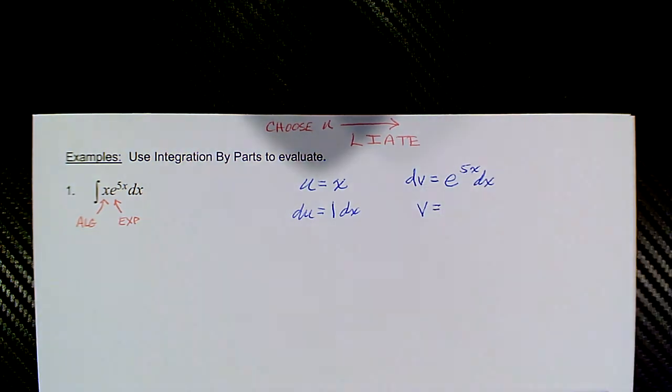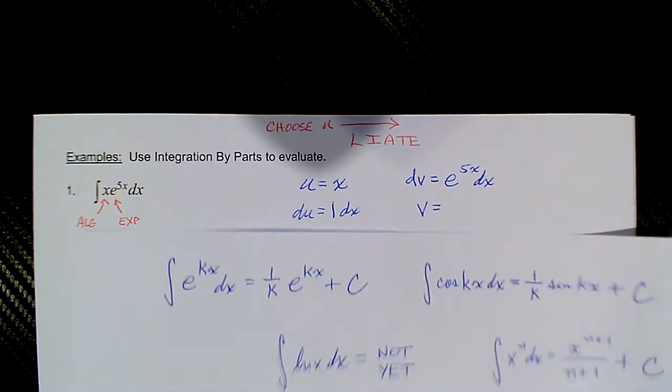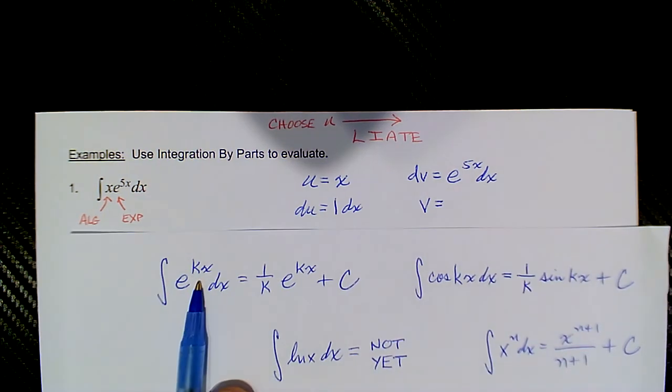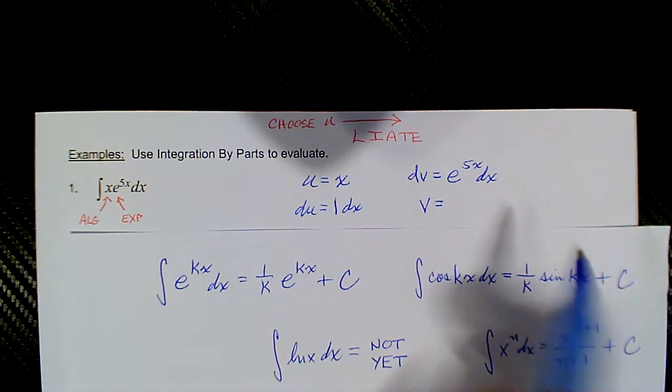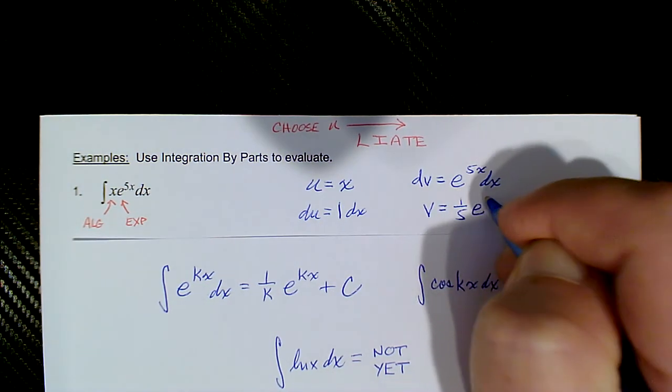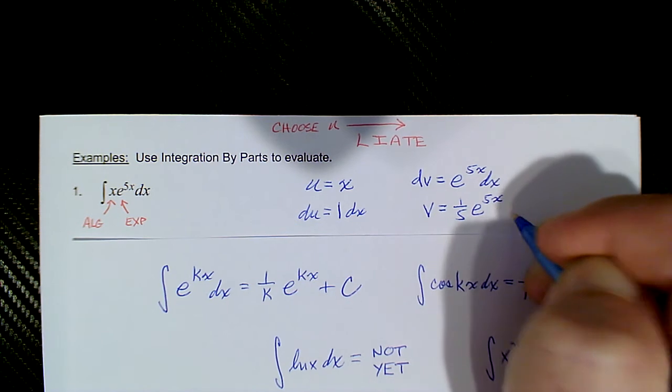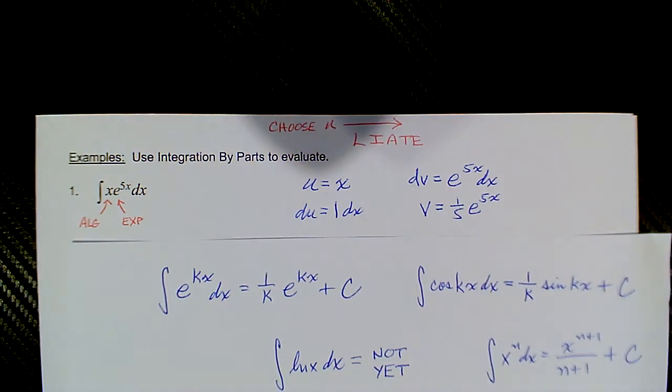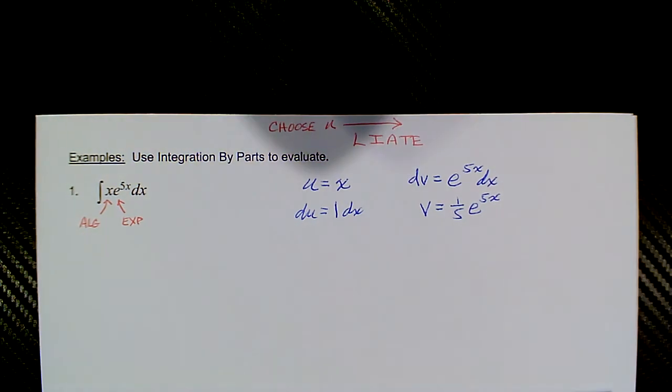and we integrate dv to get v. And remember, now we're using our basic integration formula for the integral of e to the kx, which is 1 over k, e to the kx. So we get 1/5 e to the 5x. But we don't include a constant of integration there. And it's not wrong to not include that constant, because 1/5 e to the 5x is an antiderivative of e to the 5x. It's just not your most general antiderivative.